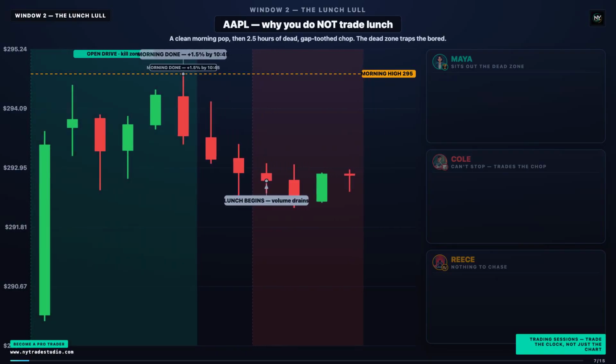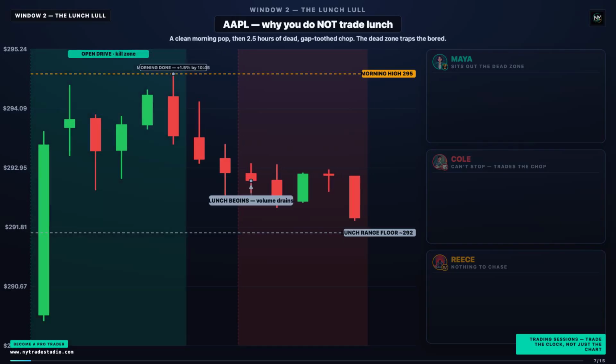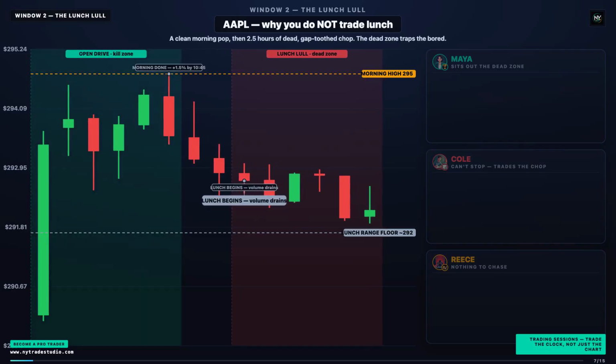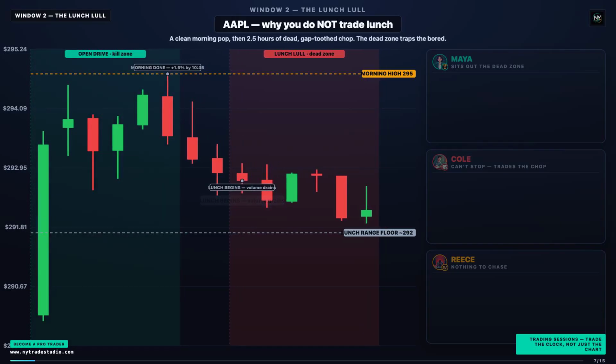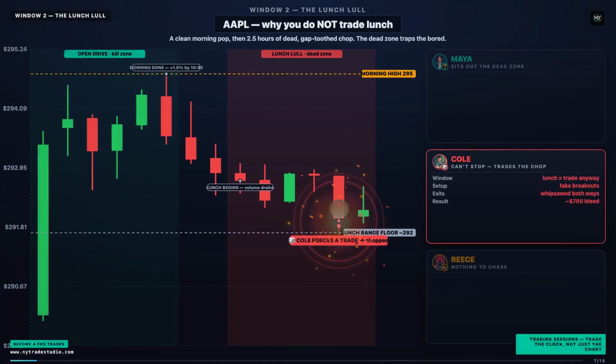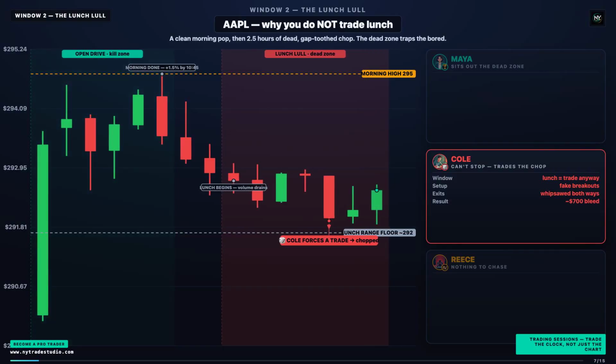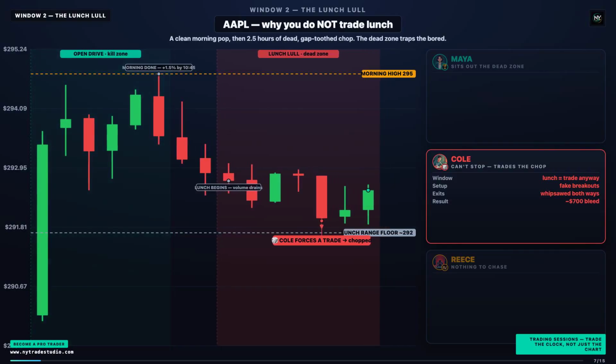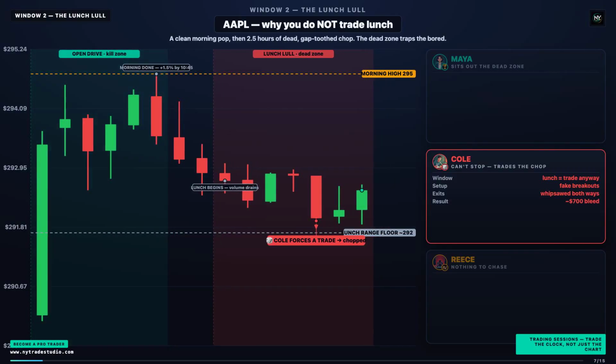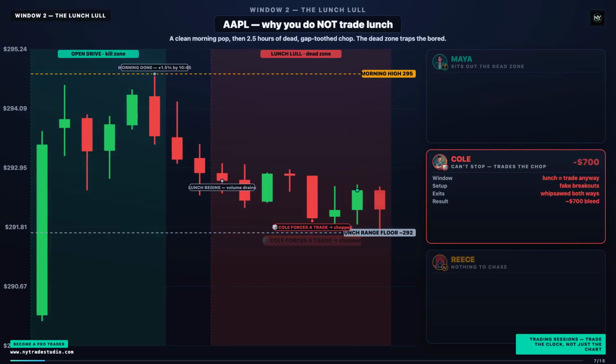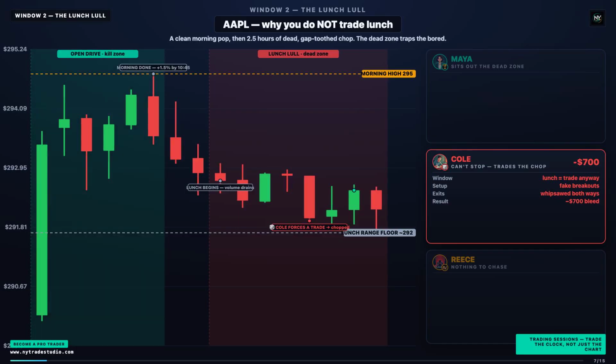Price coils into a dead, narrow box barely $1 wide, and just sits there for 2.5 hours, ticking up and down on nothing. This is the trap for the board. Cole can't sit still. He forces trade after trade in that box, buying every little pop and selling every little dip, and the dead chop chops him to bits. It is death by 1,000 cuts, and by 2 o'clock he is down $700 on a day that never moved.